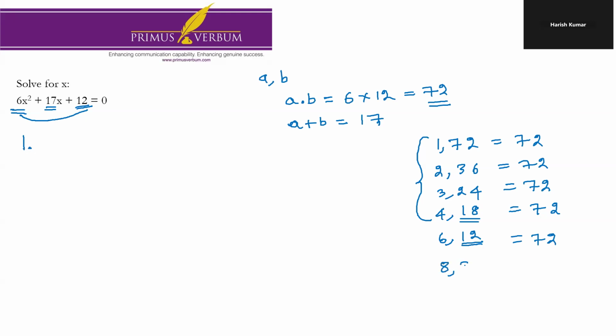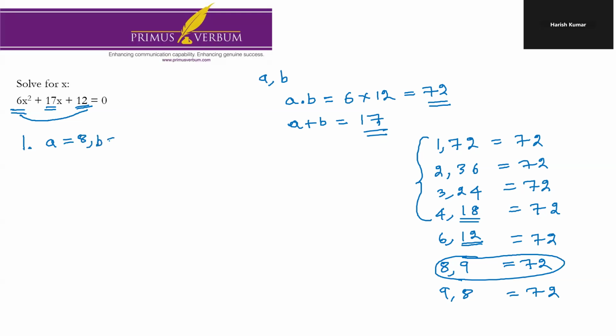So 7 is not a factor. What about 8? 8 nines are 72, and 8 plus 9 is 17. This looks good, so we can stop here. In fact, the next one is 9 and 8, which is a repetition. So 8 and 9 are the two numbers which add up to 17 and multiply to give 72. So this is the first step. We can say A is equal to 8 and B is equal to 9.